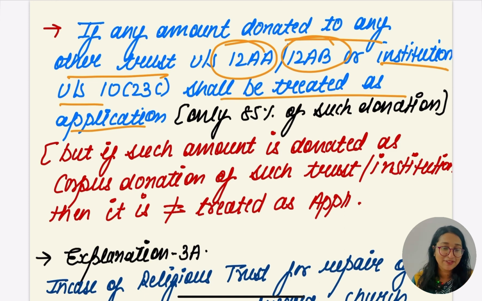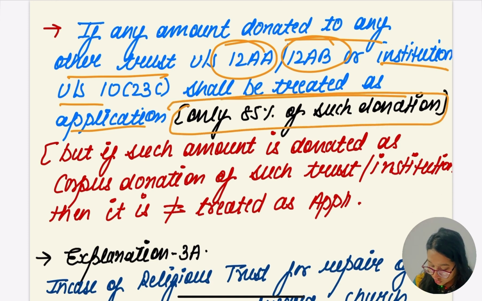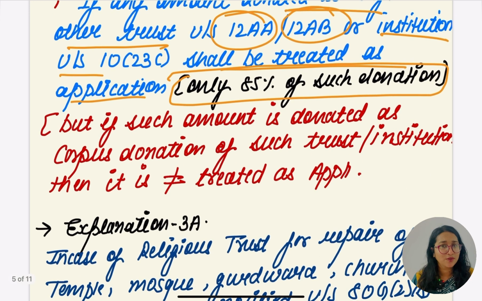Let me say it again. First of all, applied income includes capital expenditure, revenue expenditure, and donation, of course. And if any donation is given to any other institution registered under section 12AA or 12AB, or an institution registered under section 10 subsection 23C, it shall be treated as application. But only 85% of such donation would be counted as applied income. Hope this point was clear.